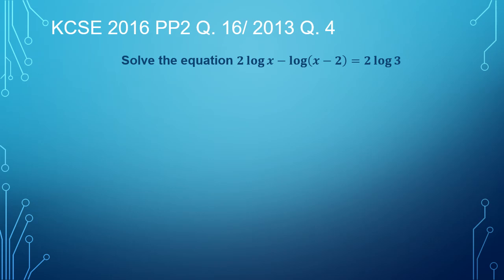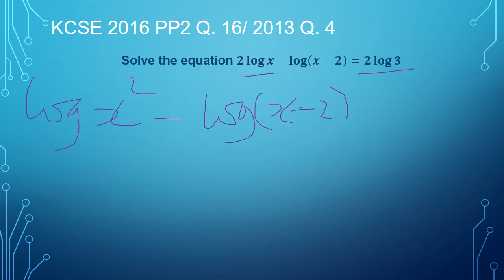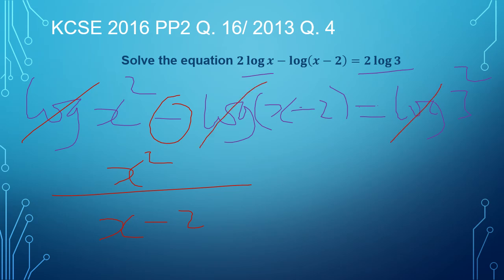So this is direct. You express the 2 first as powers. So we'll have log x squared minus log (x minus 2) is equal to log 3 squared. Then what follows is the quotient rule. So here it will be x squared over the whole of this bracket, x minus 2. Remember now at this stage we always drop the logarithms. So it is x squared over (x minus 2) equals to what? This is 3 squared, which is 9.